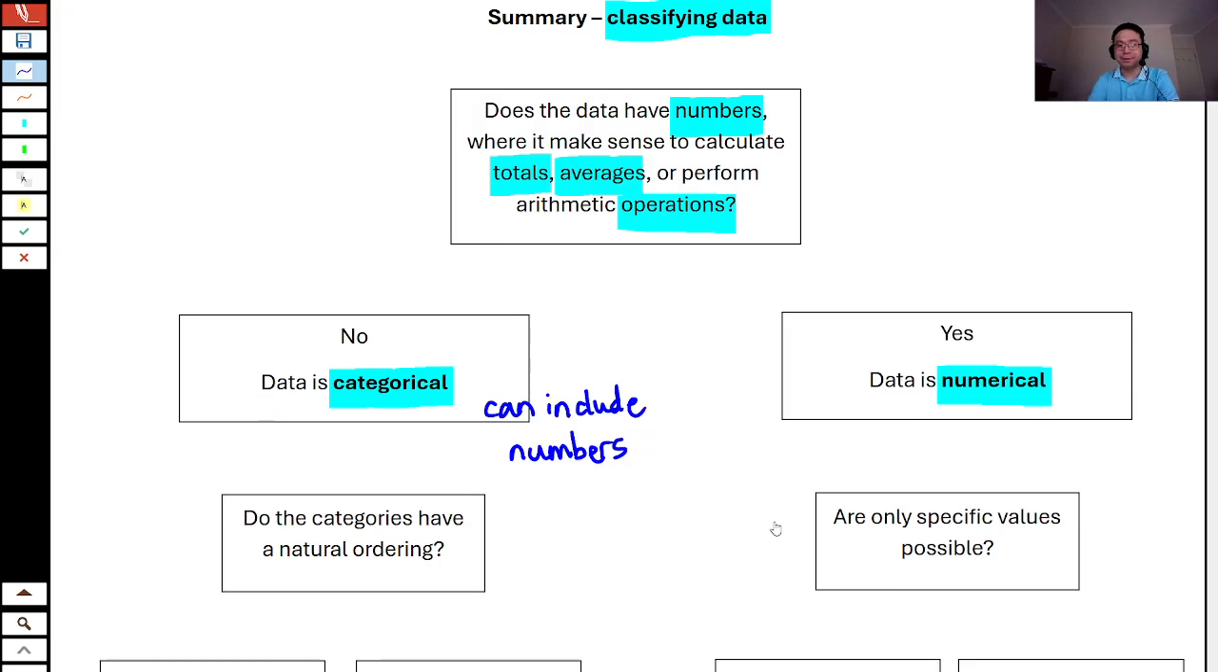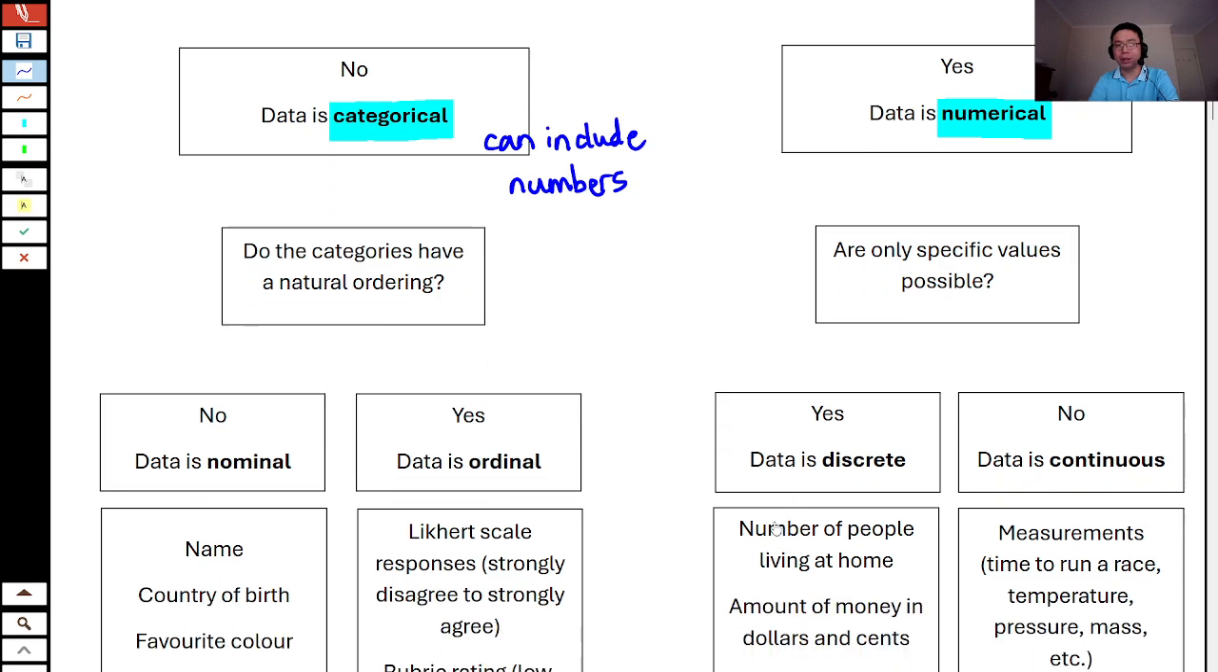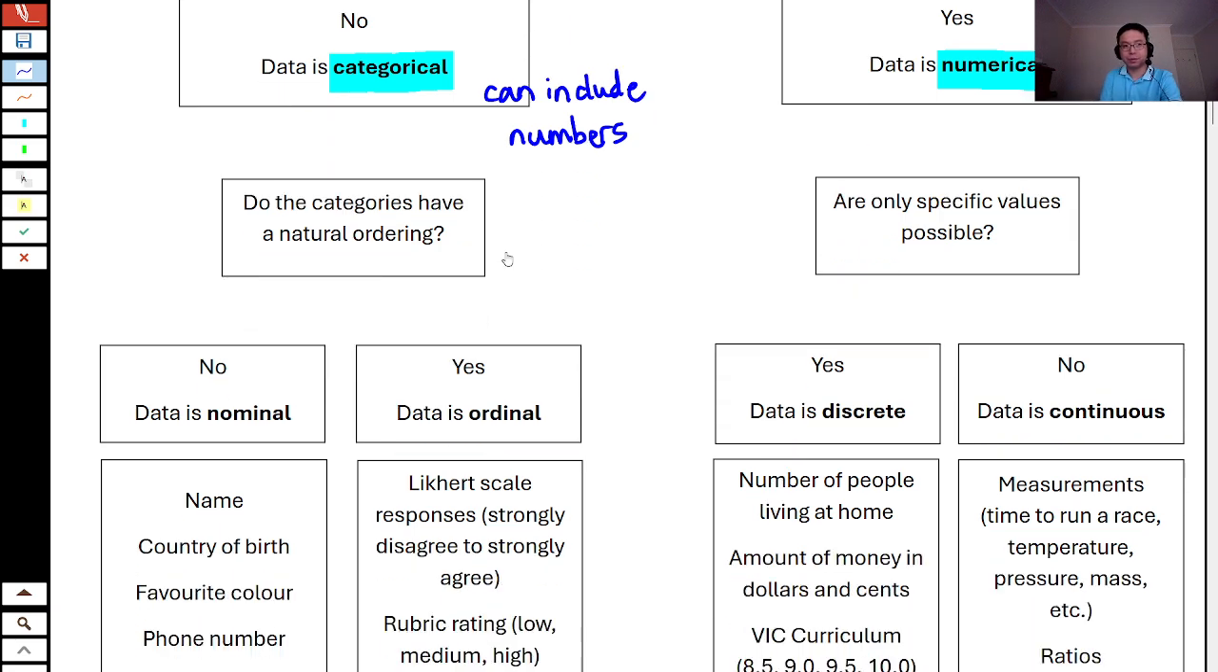So, let's assume for a moment that we have categorical data. There are further classifications that we can make. So the next question you want to ask is, within those categories, is there a natural ordering? For example, a hierarchy, from first to last, or worst to best. If there is a natural ordering, if the answer is yes, then we would say the data is ordinal. The word ordinal should remind you of the word order. If not, then we would say the data is nominal.